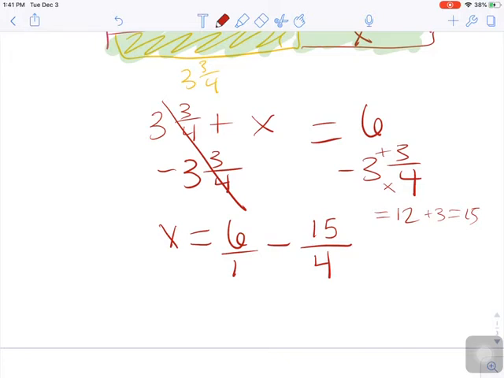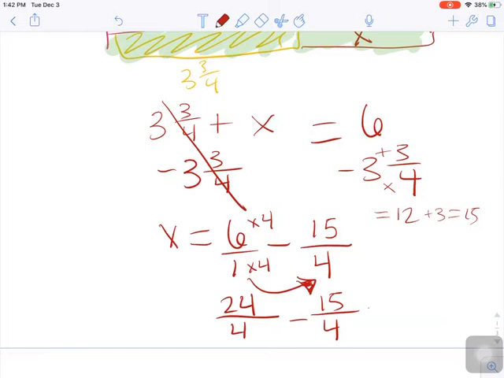So now my next step when I'm subtracting is I need to make sure whenever I'm adding or subtracting fractions, I have to find the common denominator. So I'm going to look over my 6 over 1. How can I get my denominator here to equal 4? I can multiply by 4. And remember, whatever I multiply to the bottom, I have to multiply to the top. So I'm going to have 6 times 4, which is 24, over 1 times 4, which is 4, minus 15 over 4. So now I can just go ahead and subtract.